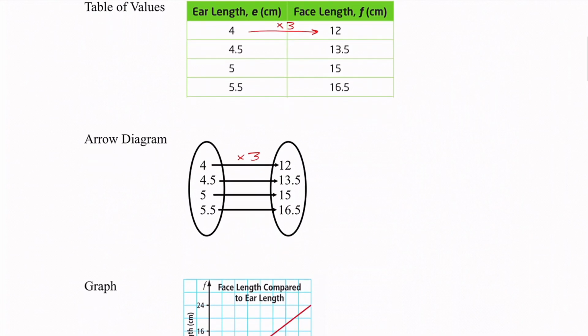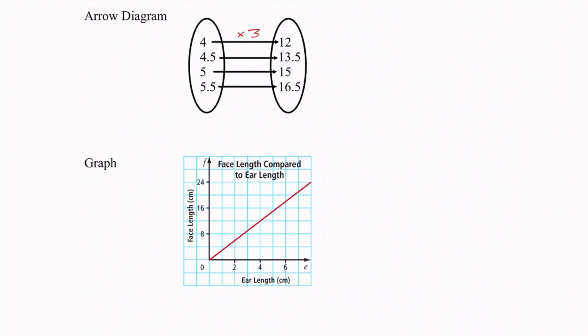And then lastly we have a graph. I'm sure you've seen some graphs before. You're going to have your independent variable on the bottom, the horizontal axis, and your dependent variable on the vertical axis.